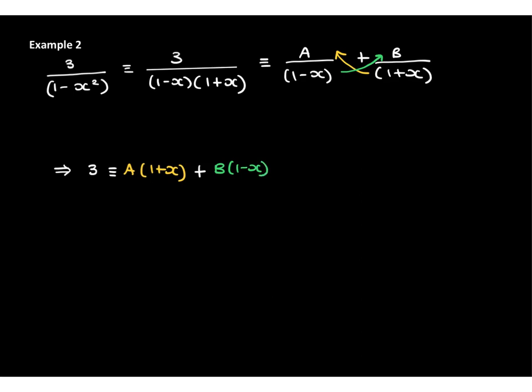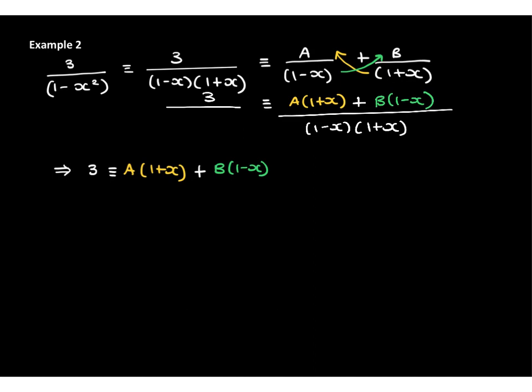Now, if you're not comfortable with that, put in this step here where you have a multiplied by 1 plus x plus b multiplied by 1 minus x over a common denominator of 1 minus x, 1 plus x. And because that's equivalent to 3 over 1 minus x, 1 plus x, this then gives you my next line of working over here where the numerators are equal. So optional to include this step here. However, now we're at this step, we now need to find our values of a and b.